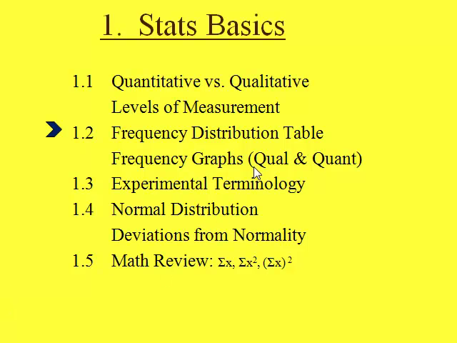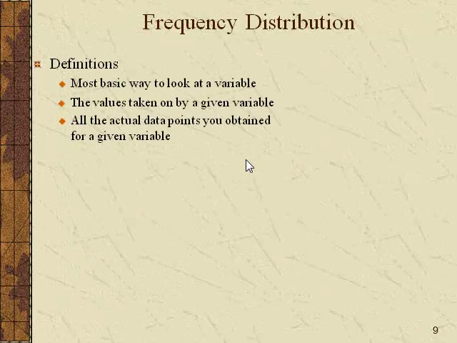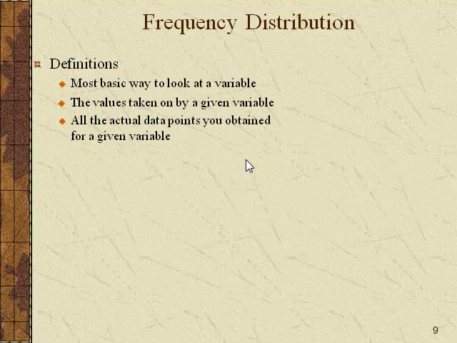All right, our next adventure, after levels of measurement, is frequency distribution tables, and then we'll look at frequency graphs. So, frequency distribution. Definitions. It's the most basic way to look at a variable. A frequency distribution shows the values that are taken on by a given variable. And then the third point I have here, it's all the actual data points you obtained for a given variable.